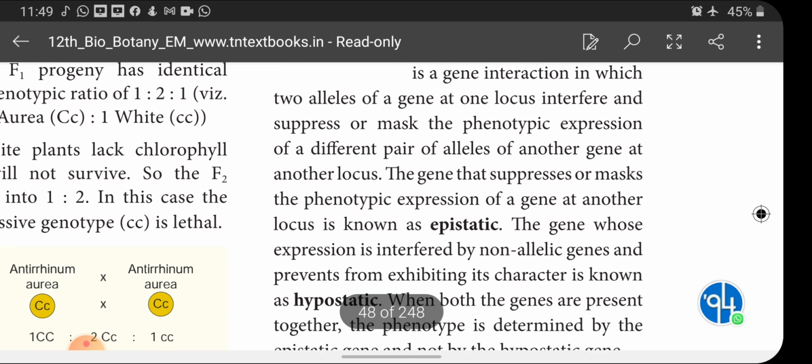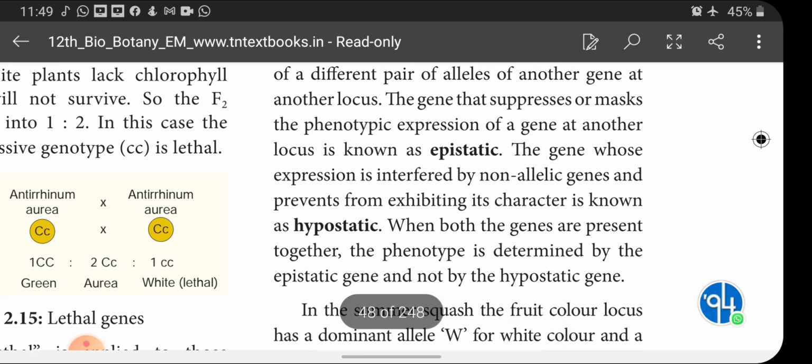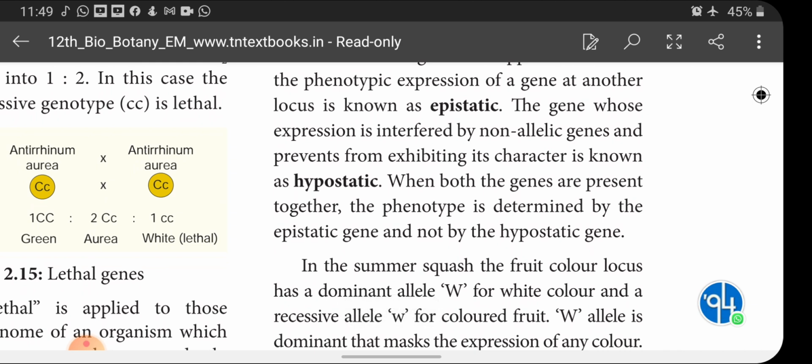Okay, so next one, the gene that suppresses or masks the phenotypic expression of a gene at another locus is known as what? Epistatic. The gene whose expression is interfered with by a non-allelic gene and which is prevented from exhibiting its character is known as hypostatic, right? So simply, the gene which suppresses the character of another gene is called epistatic. The gene which is suppressed by epistasis is called hypostatic.